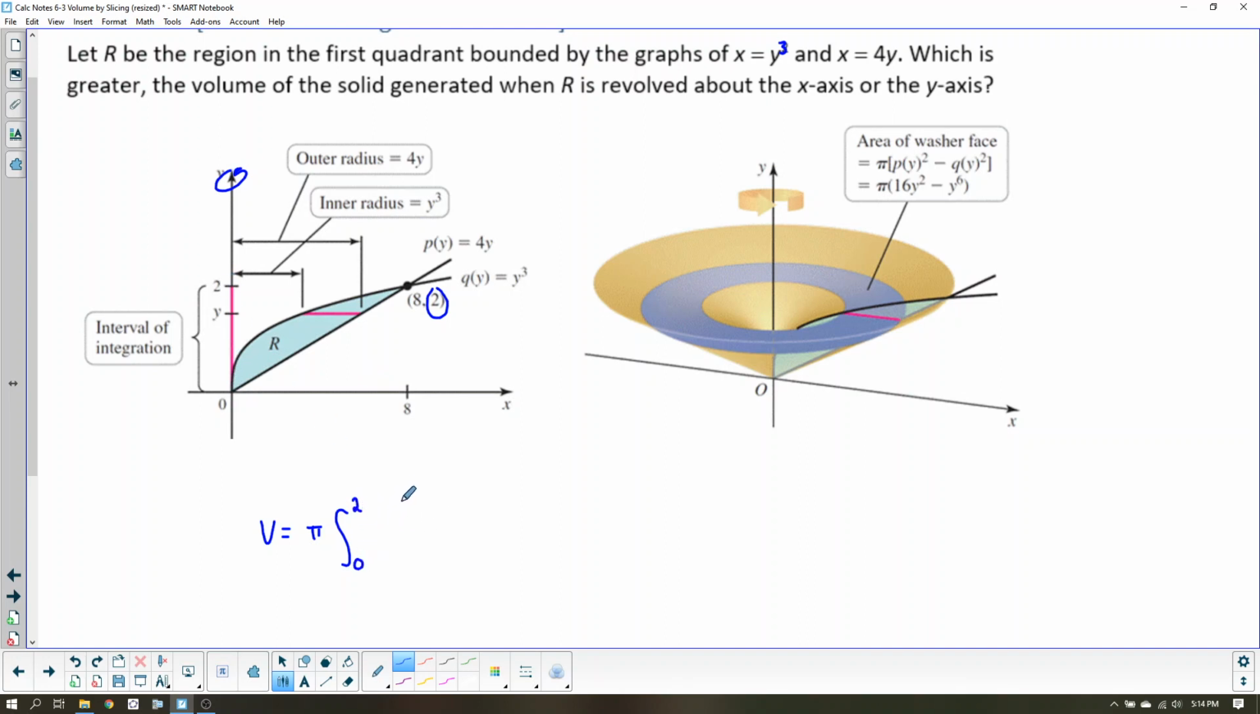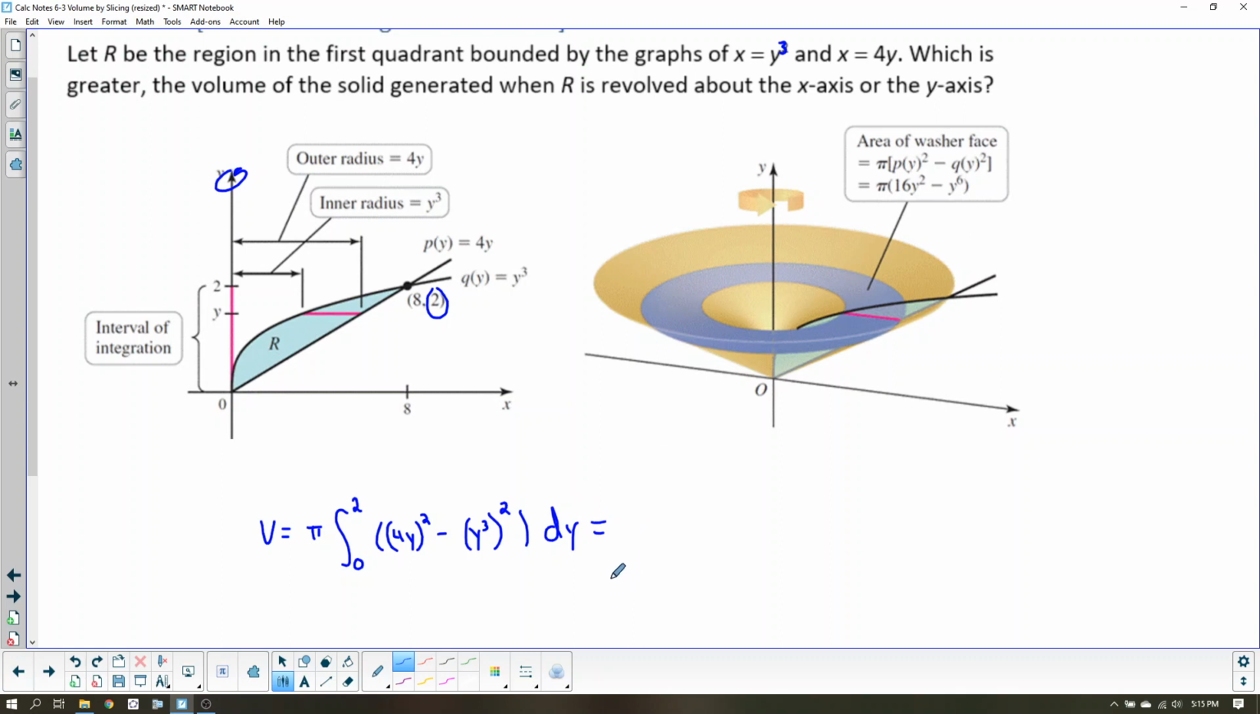Then we will do outer radius squared. The outer radius would be this function here, so it'll be 4y squared, minus the inner radius, which would be this one here, so minus y cubed squared, dy. And you can see that is actually over here as well. They wrote out this is just the formula, but if you square this, you get 16y squared, and then if you square this, you get y to the 6th.